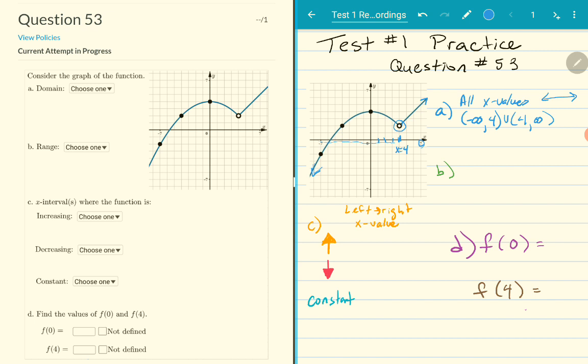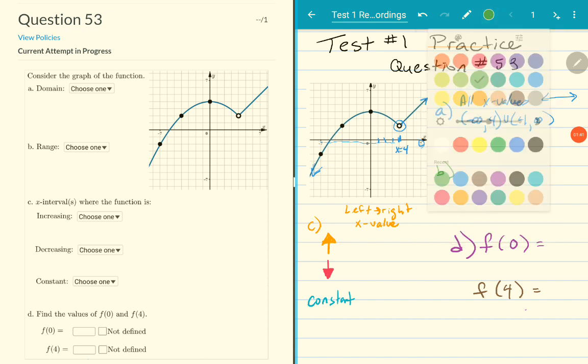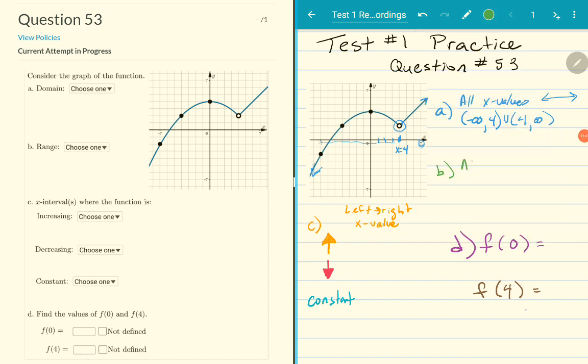And then for B, for the range, that's all my possible y values. So I go as low as I can go and as high as I can go. And again, this arrow says it's going down forever and up forever. So it's going from negative infinity to infinity.